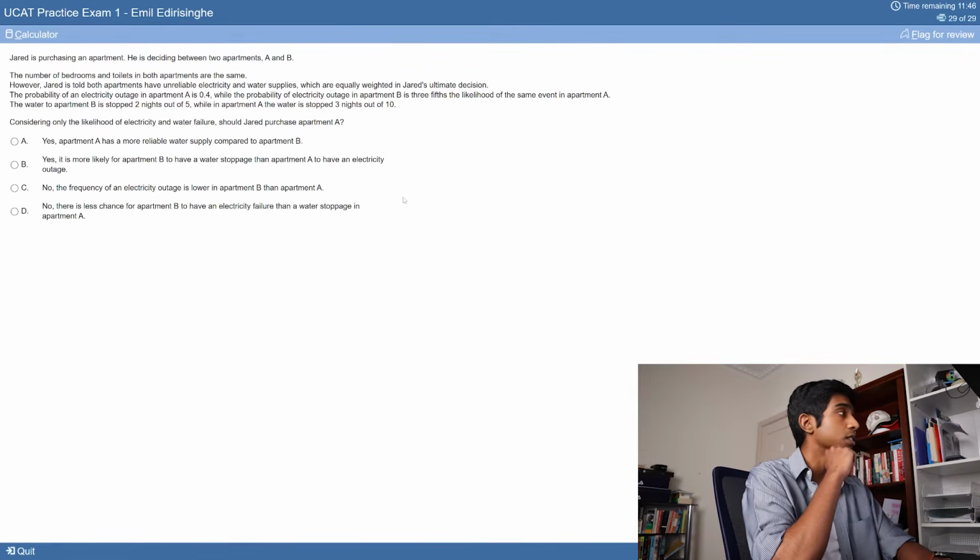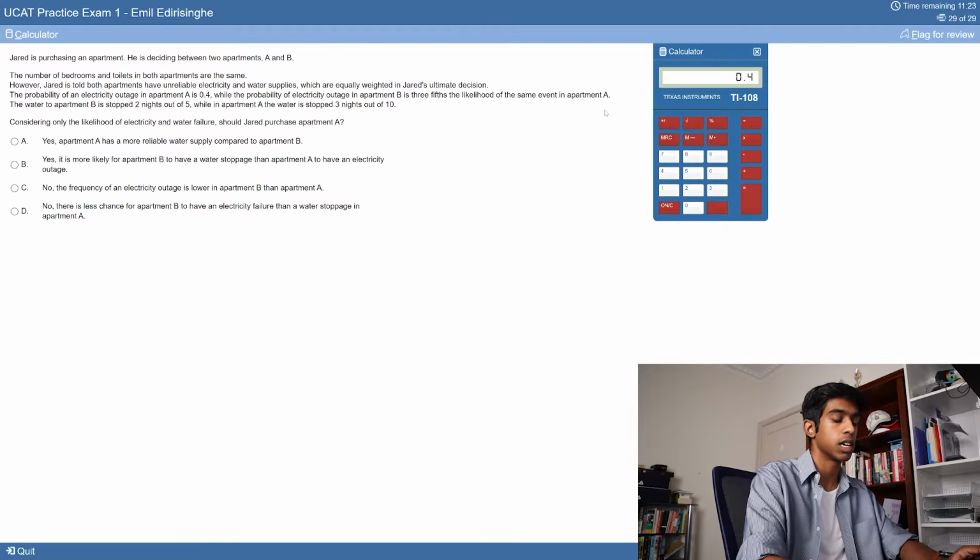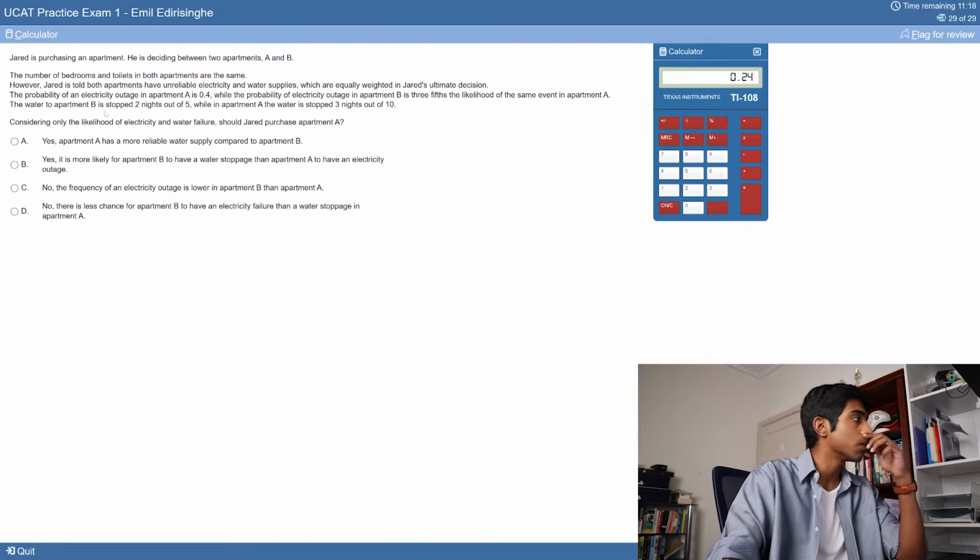Jared is purchasing an apartment. He's deciding between apartments. Both apartments have unreliable electricity and water supplies, which are equally weighted in his ultimate decision. The electricity outage in apartment A is 0.4. Apartment B's electricity outage is 3/5 the likelihood of the same event. So that's going to be what? 0.4 times 3/5, 0.6, 2.4. The water in apartment B is stopped 2 nights out of 5. Oh, this is the same as 0.4. And then the water in A is stopped 3 nights out of 10.